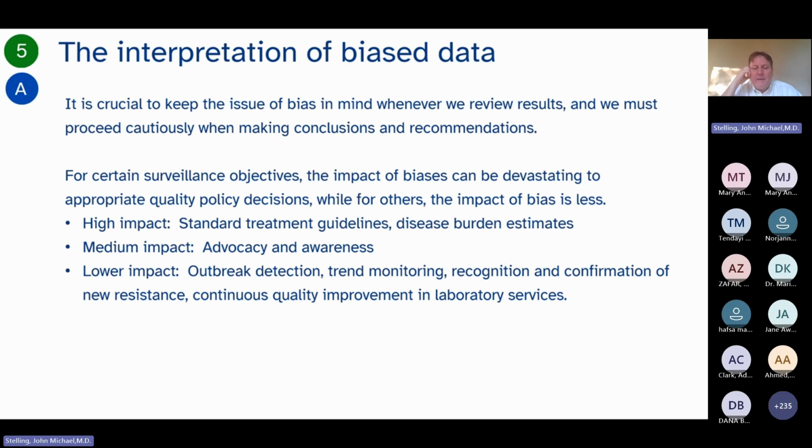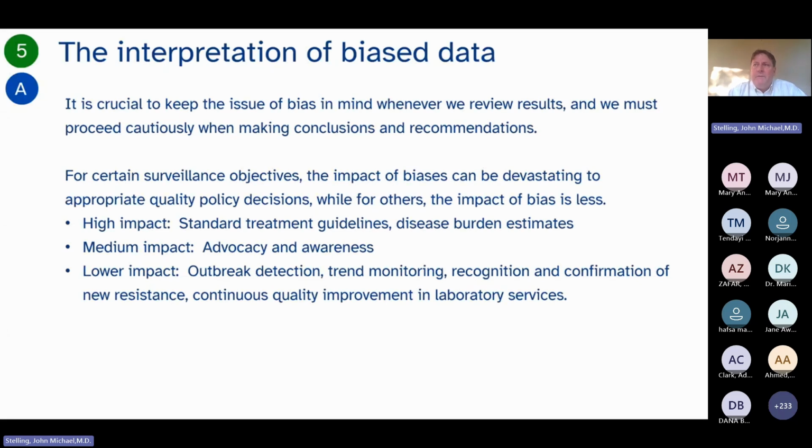And then lower impact, outbreak detection. If you have biased data, you should still be able to find outbreaks. Normally you have like 5 salmonella every month, and then you have 30. Yes, the increase might be because of biases, but it's more likely because of an outbreak in the community or the hospital setting. Trend monitoring: resistance seems to be stable, or it seems to be getting worse.